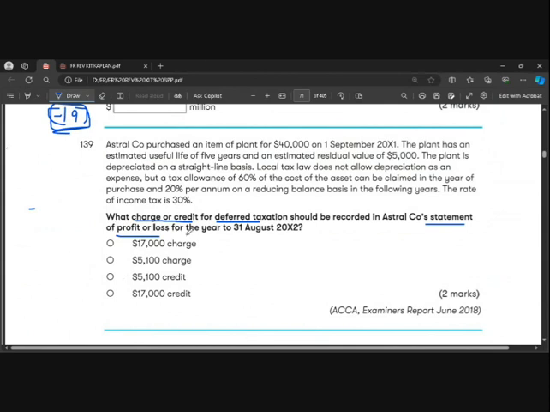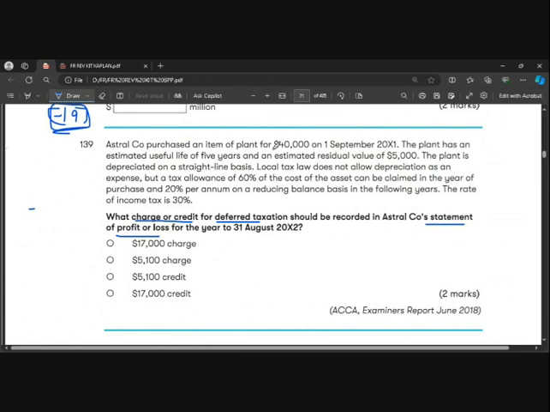Okay, here basically you have to find the deferred tax liability, because in this case you have to find what should be charged to SOPL or credited to SOPL. So in this case, do you see any kind of under provision, over provision, anything like that? No. Nothing, right? So just directly do whatever they're asking. Just try to break it down.